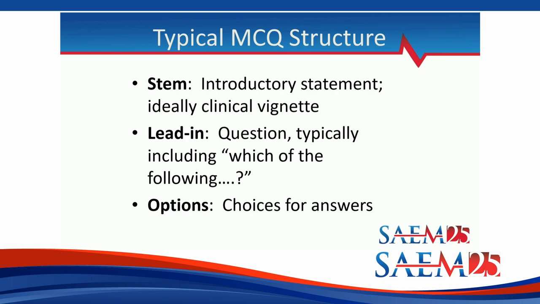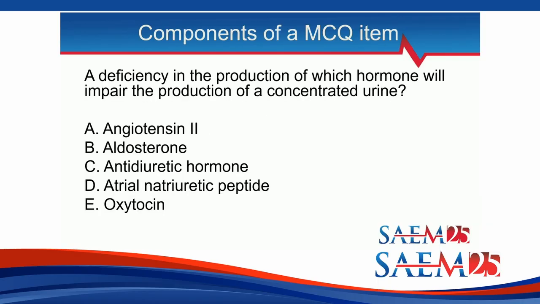So which of the following? What do you predict will happen next? What do you want to do first? And then the options are your answer choices. So up here, this is basically just a lead-in. A deficiency in the production of which hormone will impair the production of a concentrated urine? So what do you think about that as a question?